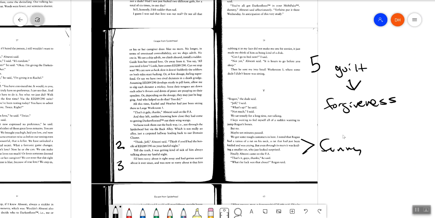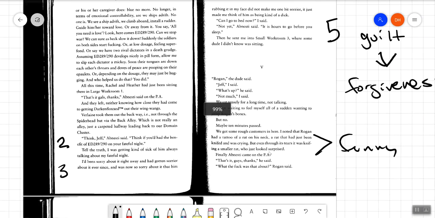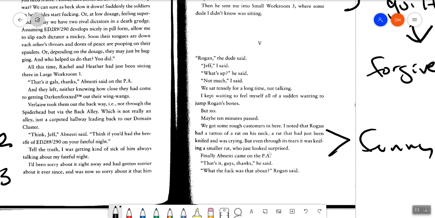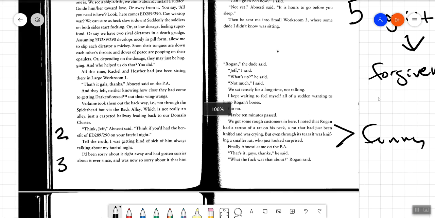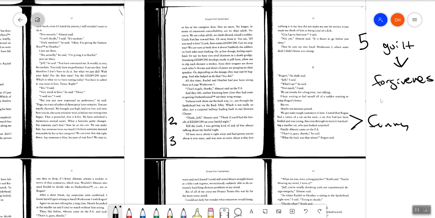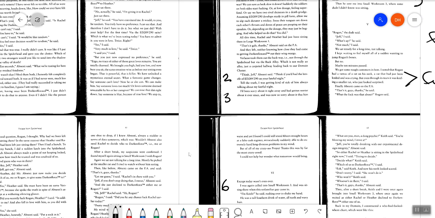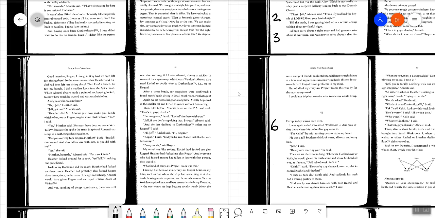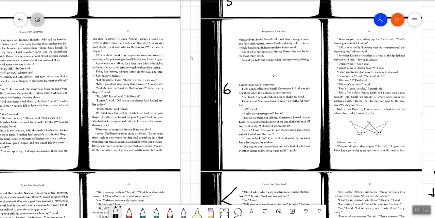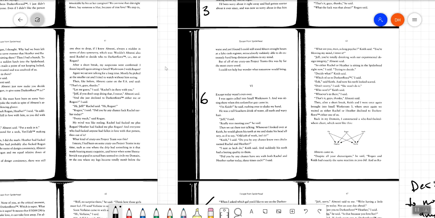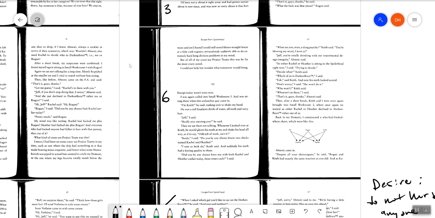In fact, it made me laugh out loud when I first read it all those years ago. It says on page 59, "We got some rough customers in here. I noticed that Rogan had a tattoo of a rat on his neck, a rat that had just been knifed and was crying. But even through its tears, it was knifing a smaller rat who just looked surprised." So it's such a strange image, but it's just very funny to imagine somebody with that tattoo on his neck. Saunders is very good at that, at dropping somewhat random but very funny images and details into his story.